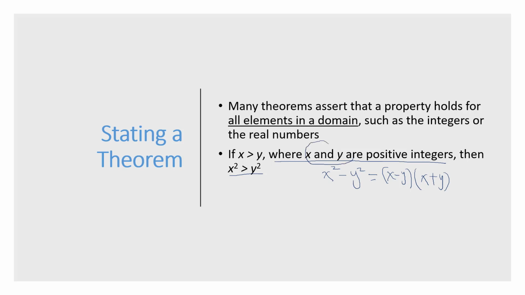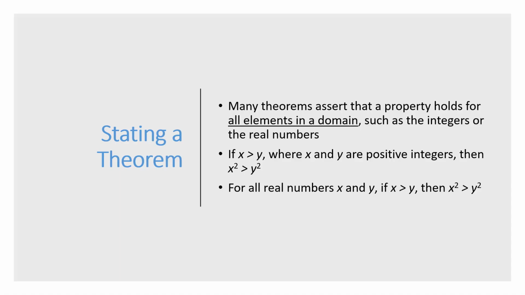Now, because we know x and y are positive integers, and we know that x is greater than y, therefore this quantity has to be strictly positive, right? Because x minus y is strictly positive. Because they're positive, we also know that x plus y has to be positive, and therefore the whole thing, the product of two positive numbers, is positive. That implies that x squared is greater than y squared.